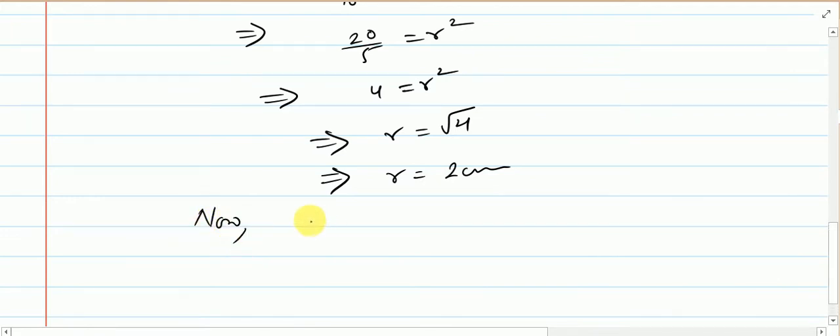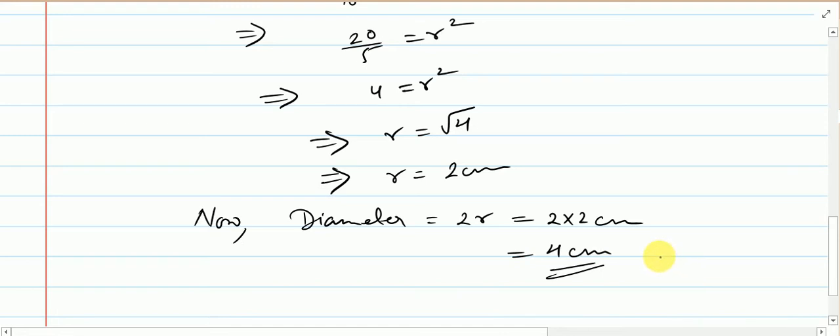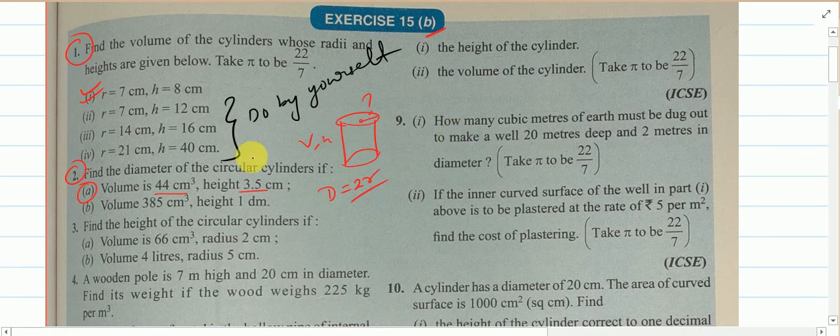Now diameter will be equal to 2 times the radius. So 2 into 2 centimeter, that is 4 centimeter. Okay. And question B will be your homework. Okay. So try this by yourself.